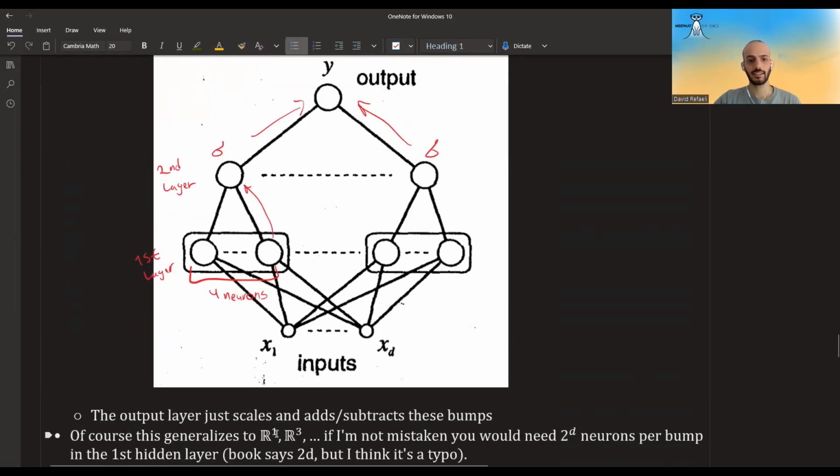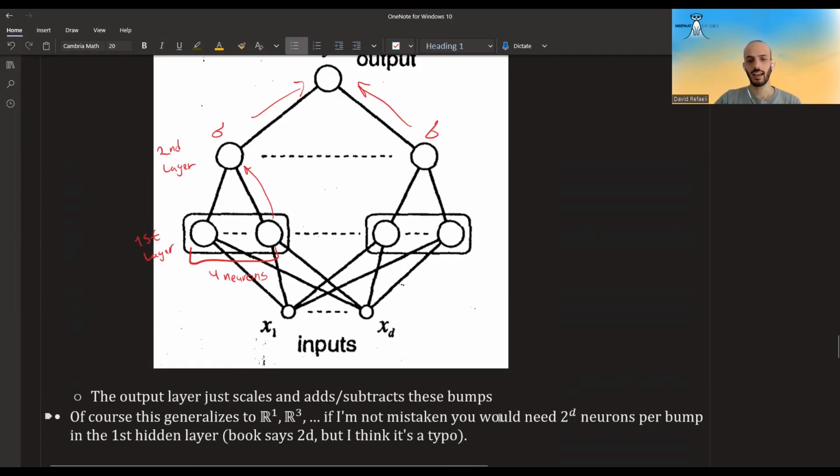And this generalizes to R1, of course, but also to R3. And if I'm not mistaken, you would need 2 to the power of d neurons per bump on the first hidden layer. So here we had 2, so 2 to the power of 2 is 4. The book says 2 times d, but I think it's a typo.